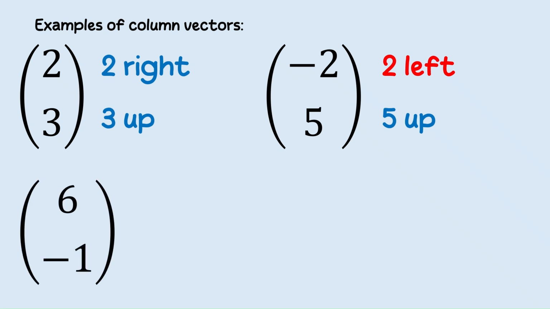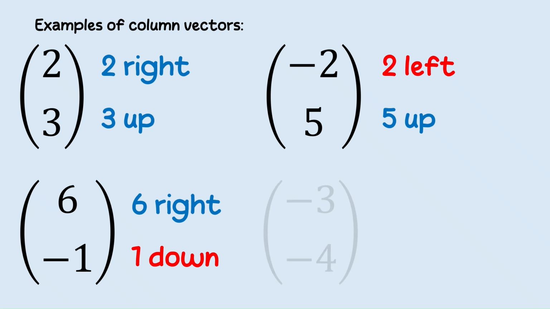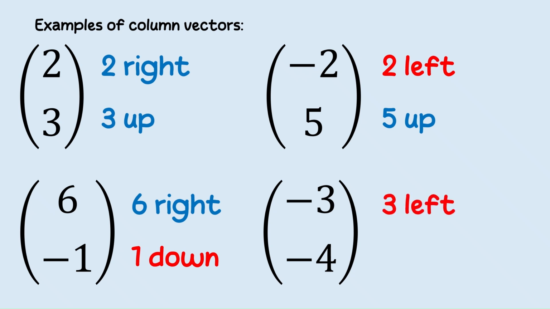Next, we have 6, -1. +6 means we go 6 spaces right. -1 means we go 1 space down. And finally, -3, -4. -3 means 3 to the left. -4 means 4 down.